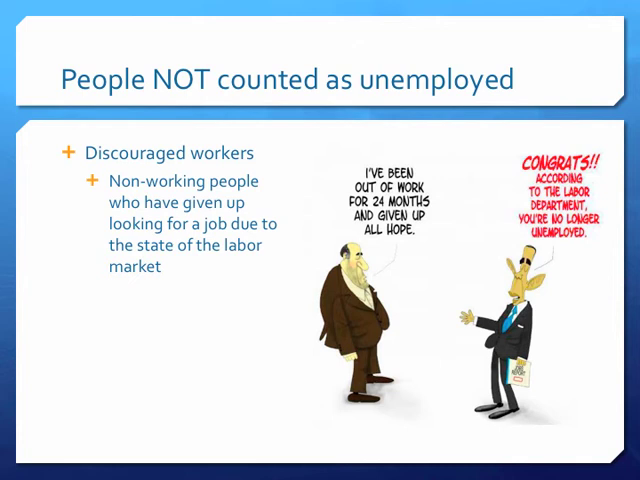Now, not everybody is counted as unemployed even if they don't have a job. So we have a couple different groups. We have discouraged workers first of all. Discouraged workers are non-working people who have given up looking for a job due to the state of the labor market. They've been out of a job for so long that they don't even look for a job anymore. They've gotten so discouraged because they can't find a job. So once they stop looking, the Department of Labor no longer calls them unemployed anymore.